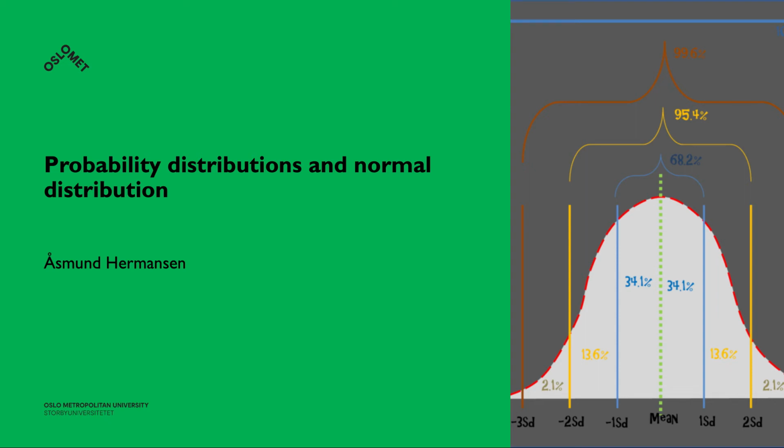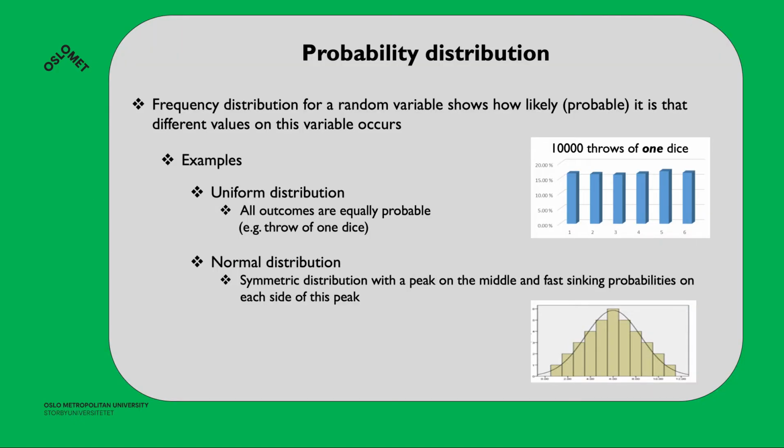Welcome to this e-lecture, which will be about probability distributions and normal distributions. And what are really probability distributions? Well, let's look at two examples. And let me also say that probability distributions are based on frequency distributions for random variables, and they show how likely or probable it is that different values of one variable occur. And we have two examples here.